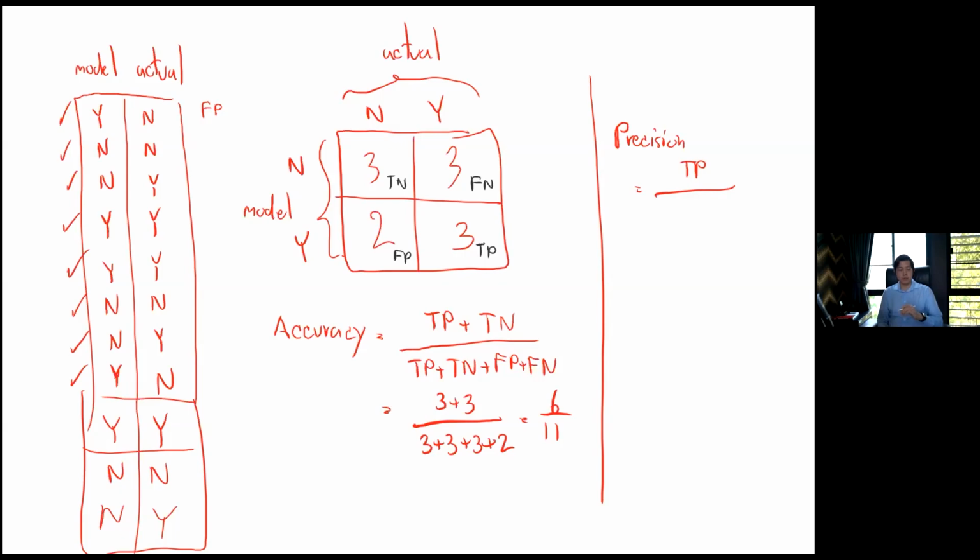It's always been this way for me. In whatever field it is, you have to work it up to get to the point. So this is TP plus FP, to get the precision. And that would be 3 over 2 plus 3, equal to 3 over 5, which is actually 0.6, 60% precision.